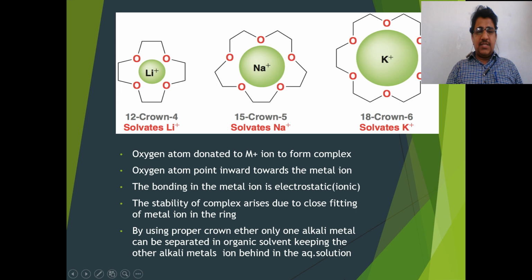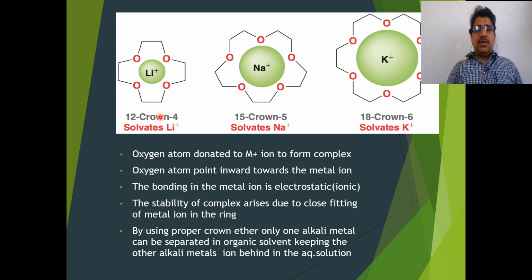So the first number indicates the total number of atoms present in the ring. When we start from here: 1, 2, 3, 4, 5, 6, 7, 8, 9, 10, 11 and this one is 12. Therefore the first prefix shows the total number of atoms present in the ring. These are the oxygens and these are the carbons, that is the CH2 unit is there.